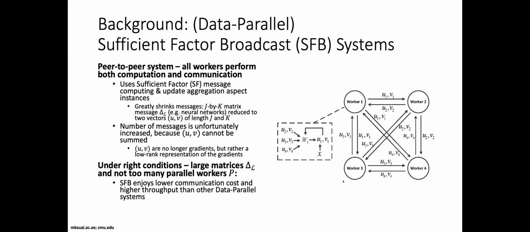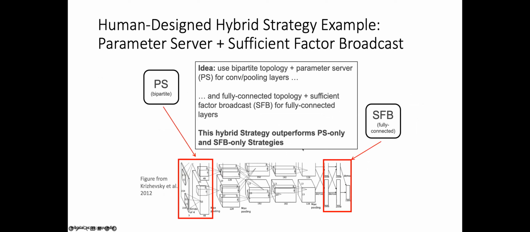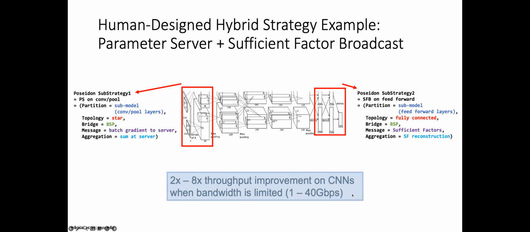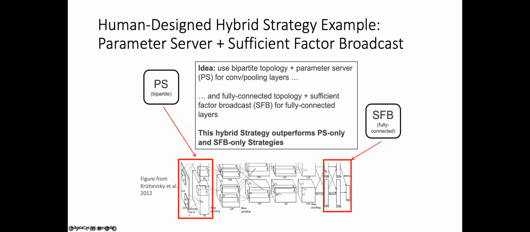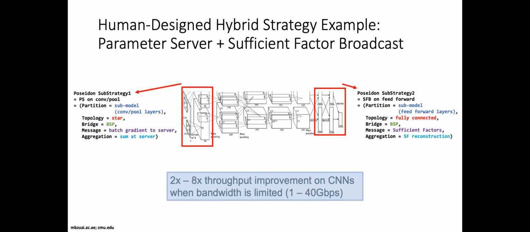And the point is that by applying a parameter server to the convolution and pooling layers, but applying a different strategy such as sufficient factor broadcast to the upper layers, you can gain between 2 to 8 times throughput improvement on convolutional neural networks just by specializing your strategy for different parts of the network. Okay, so this is, in fact, the basis for modern parallelism in DeepSpeed and Megatron, where different strategies are applied to different parts of the network in order to get the most performance possible.